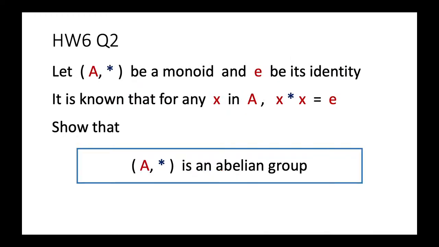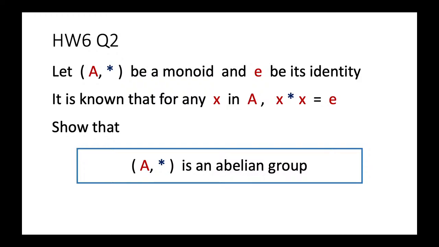Now question 2 talks about monoid. This time suppose that A star is a monoid, and we let E be its identity element. For this question, we also have an extra condition: for any item in A, the item multiplied by itself is always equal to the identity. Here we want to show that A star is not just a monoid, but with this extra condition, it is an abelian group.